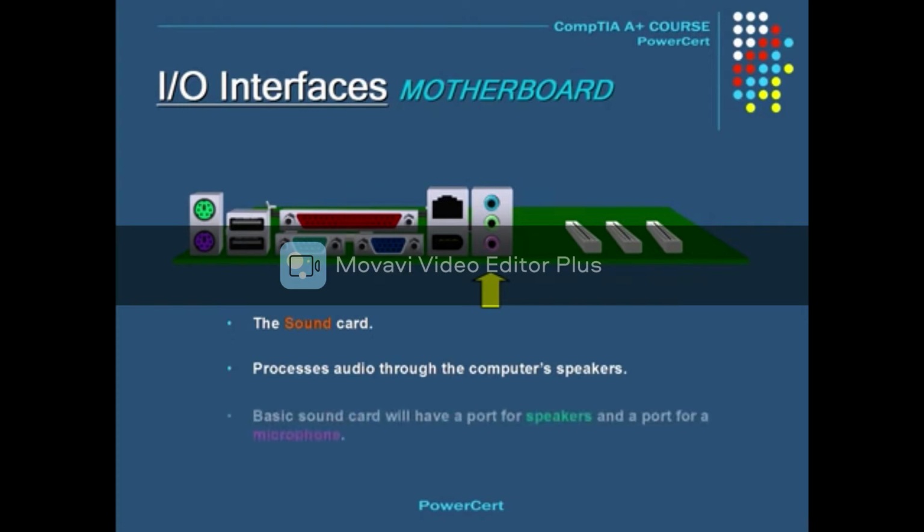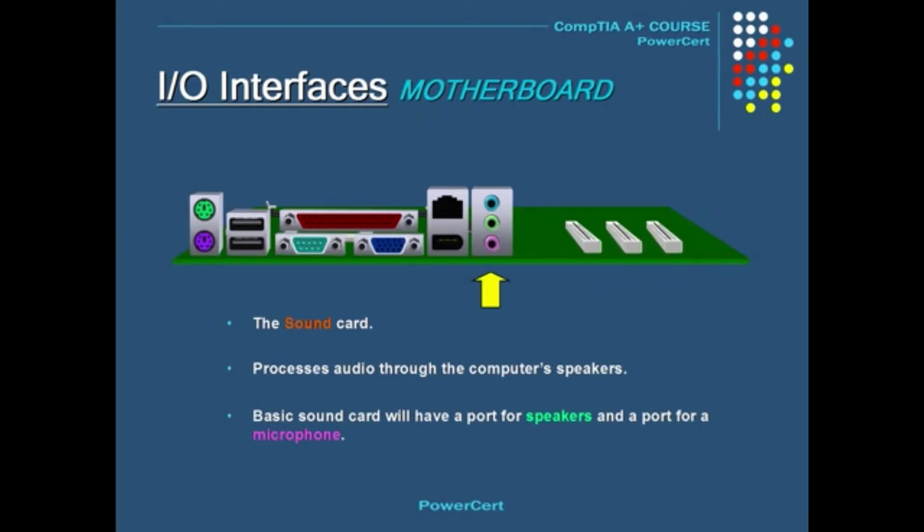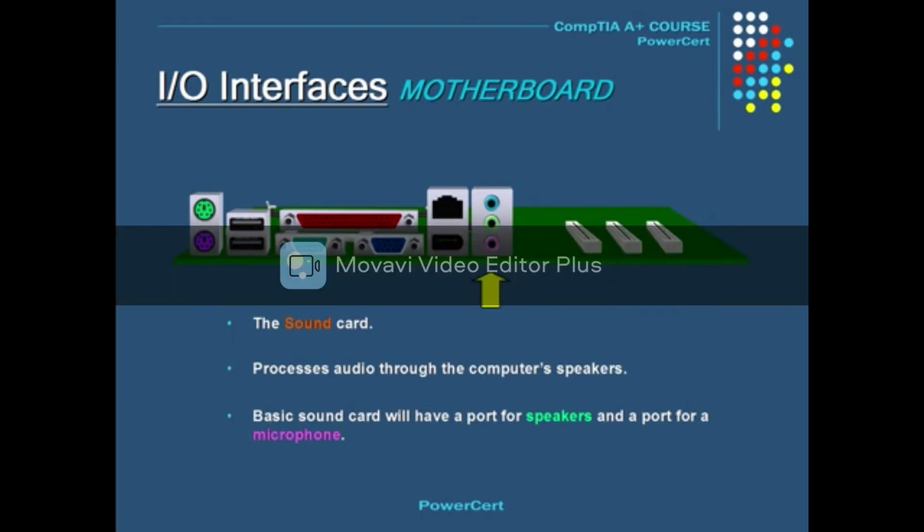A basic sound card has an audio output port for attaching speakers, and an input port for a microphone for recording purposes. More sophisticated sound cards will have extra ports. For example, ports for subwoofers and surround sound, and ports for other digital audio equipment.